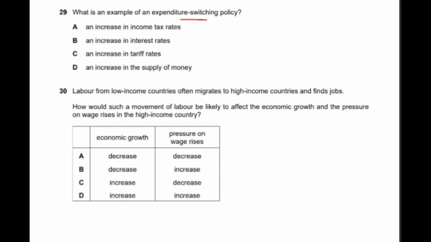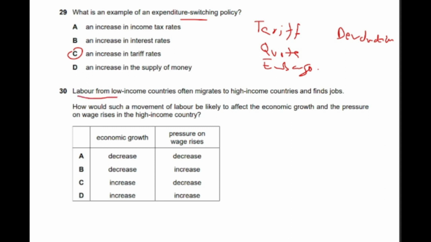So switching policies are policies like protectionism, including tariff, quota, embargo, etc. And devaluation of currency is also an expenditure switching policy. So in this case, an increase in tariff rates is an expenditure switching policy. When we increase import tariff, then imports will decrease and people will switch their expenditure from imported goods to locally produced goods.